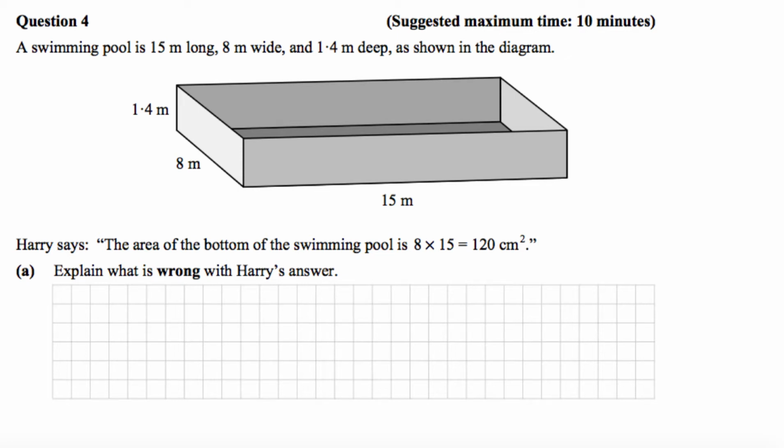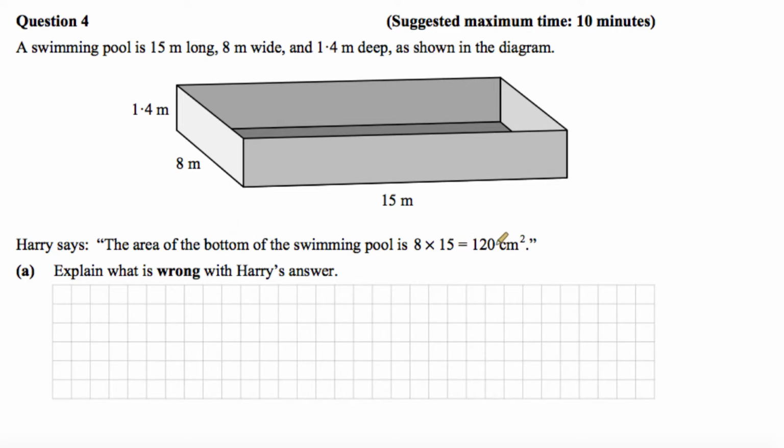So this is the 2015 Junior Cert Higher Level Paper 2 and we're looking at question number 4. A swimming pool is 15 meters long, 8 meters wide and 1.4 meters deep as shown in the diagram. Harry says the area of the bottom of the swimming pool is 8 multiplied by 15, which is equal to 120 centimeters squared. Explain what is wrong with Harry's answer.